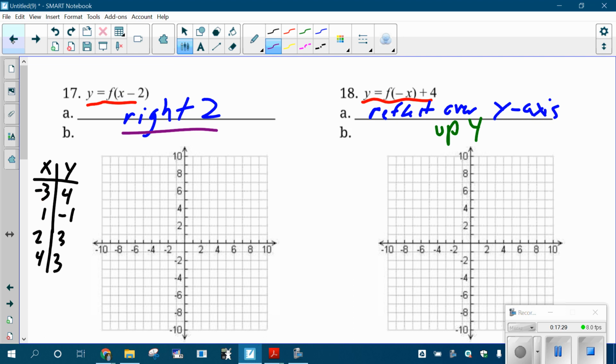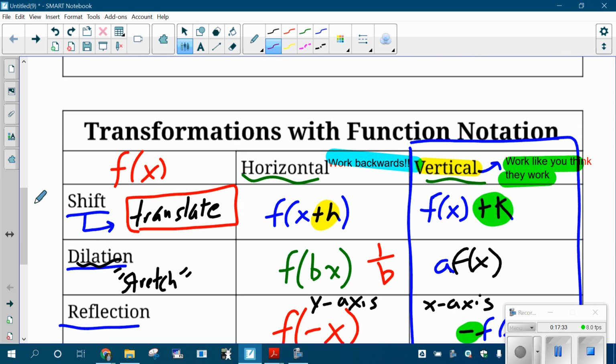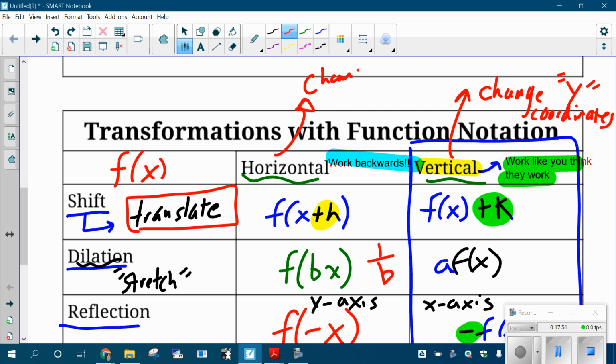So if you want to go back to your important table, something that it might be good to add is that vertical transformations only affect your Y coordinates, if you're thinking about it from a graphical perspective. And horizontal transformations only affect your X coordinates.